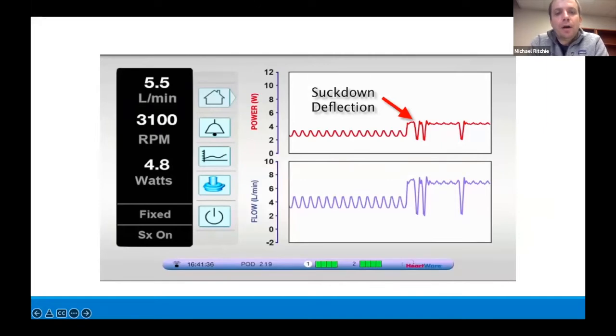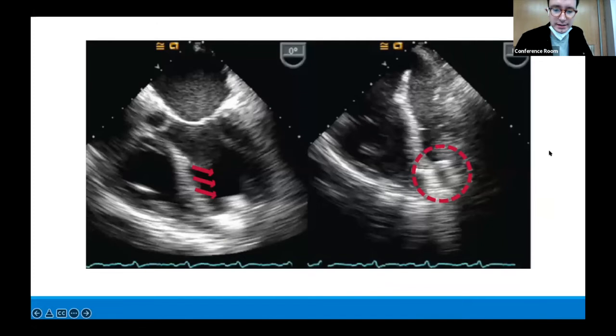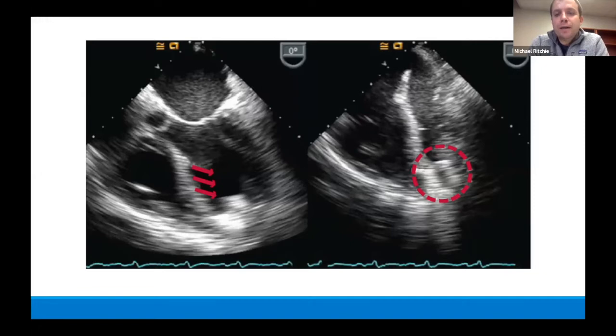Here's an example on a HeartWare device where they increased the flow, and whenever they increased the flow, it actually caused suction. You can see on the bottom, they went from flows of about 4 liters and tried to increase it to flows of over 6 liters. That was just too much flow. It causes emptying of the LV and it caused suction alarms. Here's another one that you can see on ultrasound where the LV is being filled and fine. And then whenever you have an event, the LV gets sucked down and the pump gets close to the septum and you end up with suction.